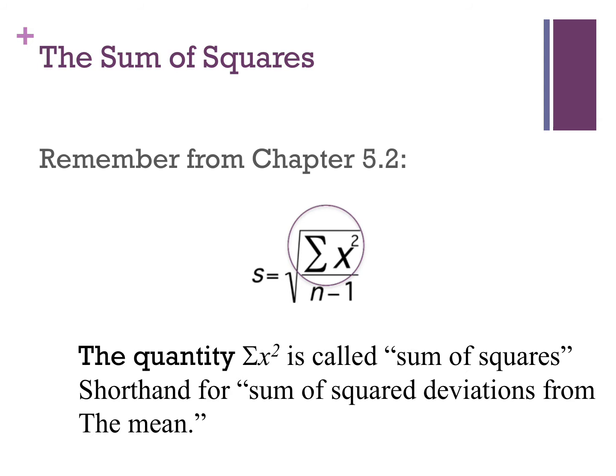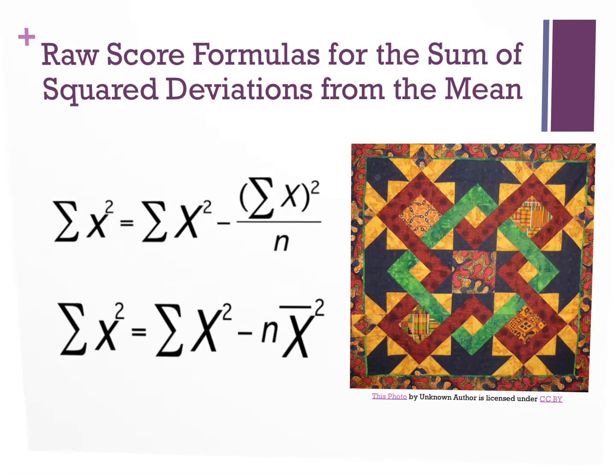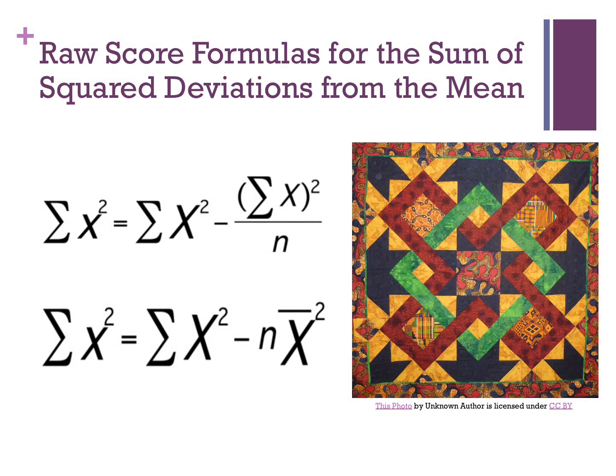Many statisticians use the shorthand label for the quantity, simply sum of squares, but I prefer to use the longhand label, sum of squared deviations from the mean, at least for a while until that idea becomes second nature. In a prior lesson, we found the sum of squared deviations from the mean the long way. We literally found each person's deviation score by subtracting the mean from their score. We squared each of these values and then summed them. There are easier ways to find the sum of squared deviations from the mean.